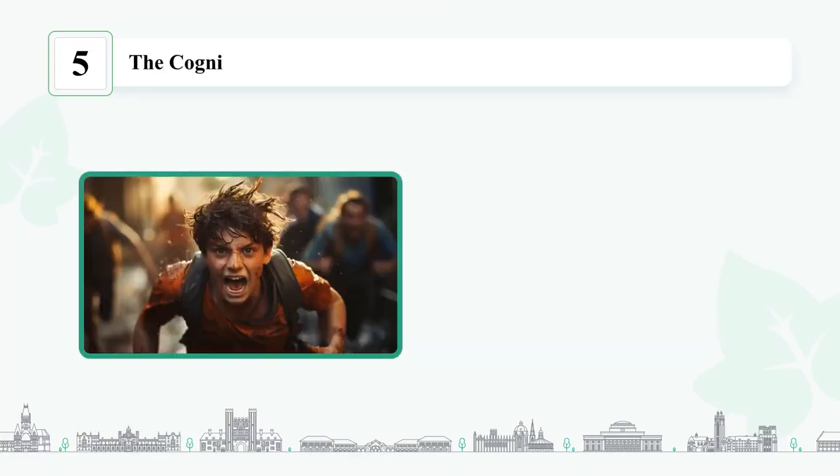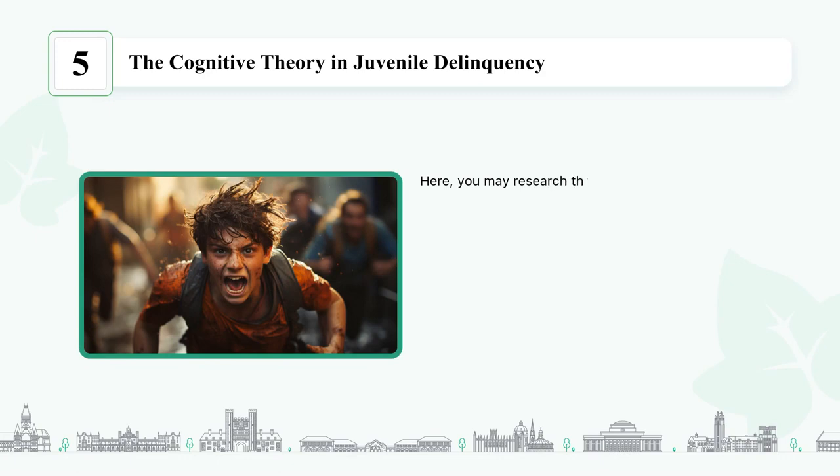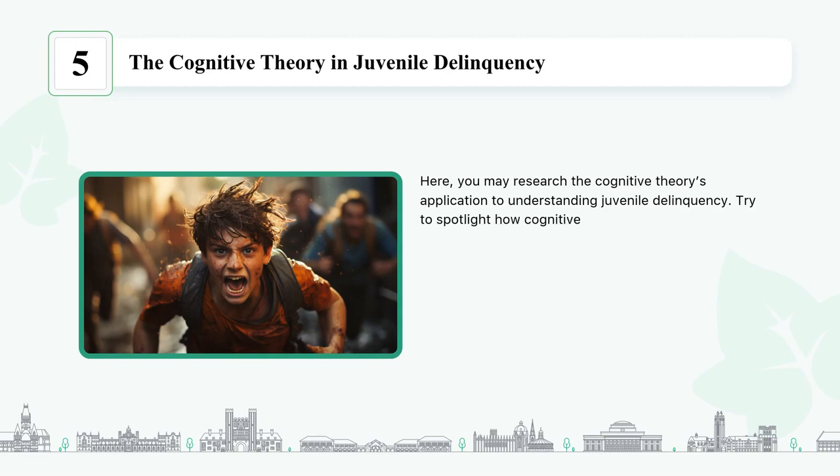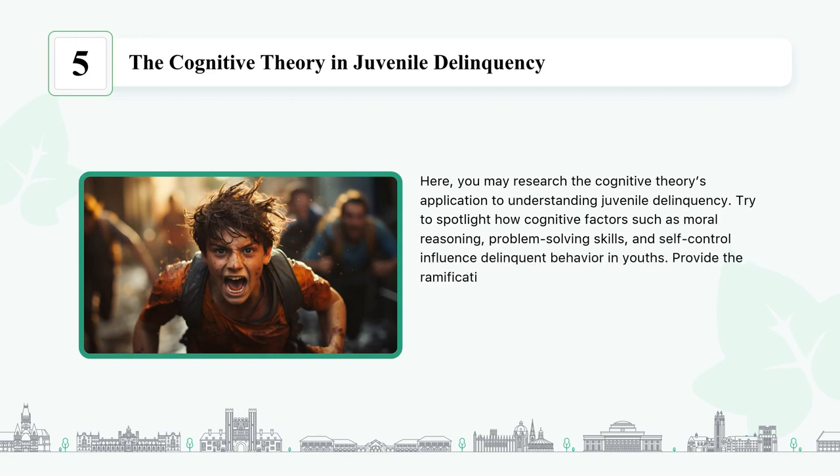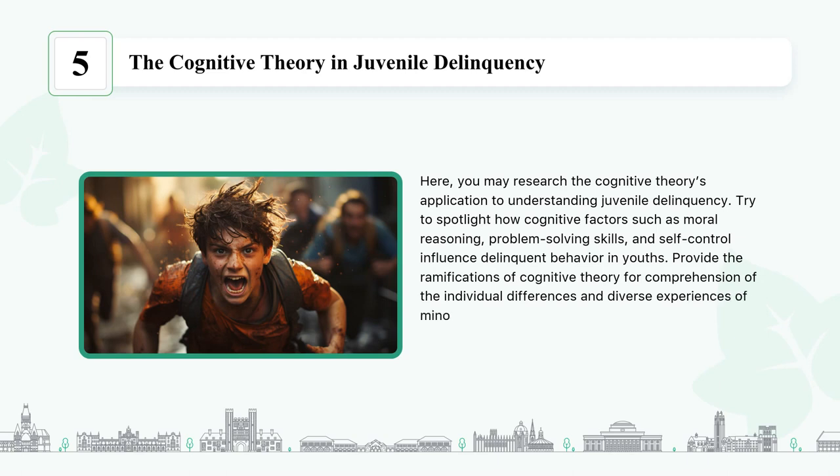The cognitive theory in juvenile delinquency. Here, you may research the cognitive theory's application to understanding juvenile delinquency. Try to spotlight how cognitive factors such as moral reasoning, problem-solving skills, and self-control influence delinquent behavior in youths. Provide the ramifications of cognitive theory for comprehension of the individual differences and diverse experiences of minors involved in criminal behavior.